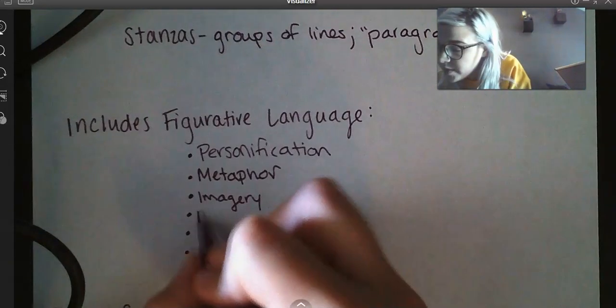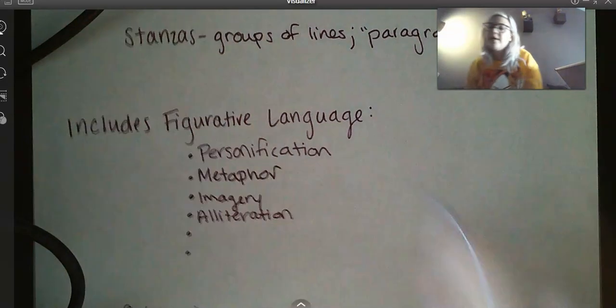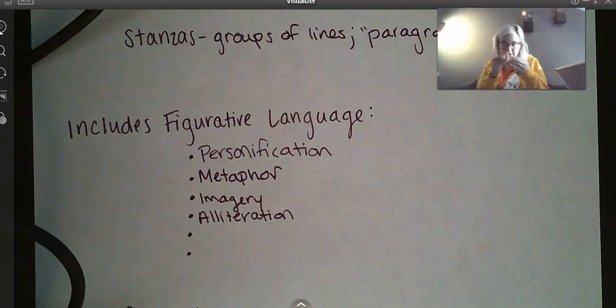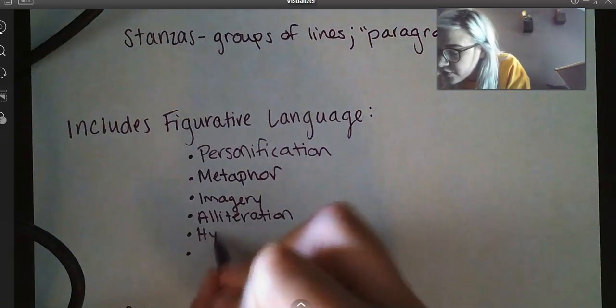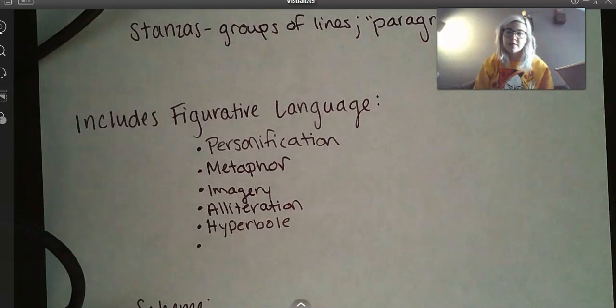Alliteration, that's the repetition of a sound in a sentence. So Mary must make muffins for Monday. That would be an alliteration. Hyperbole are those huge exaggerations. I'm so hungry I could eat 17 cows.